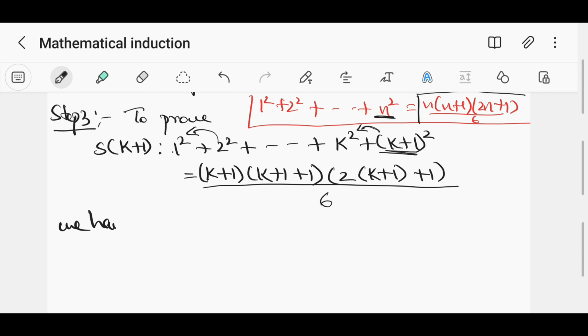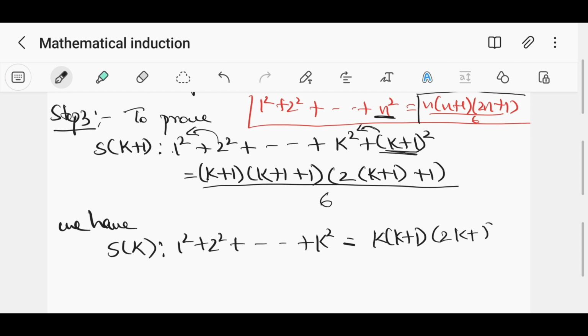We have from the inductive step what we had? We had S of k, isn't it? So that you take here. That is 1 square plus 2 square plus so on plus k square is equal to k into (k plus 1) into (2k plus 1) whole divided by 6. So this is what we have from the induction step.